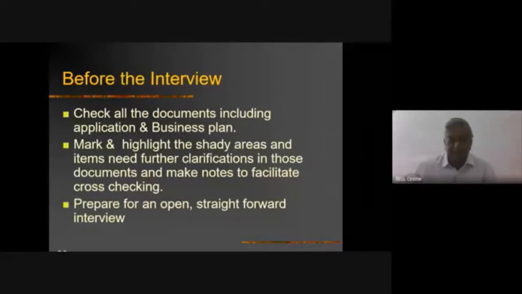So you must prepare for an open, straightforward interview with the customer. Now you have the information about the customer, and you have collected the necessary information. Now you have checked, marked and highlighted the shady areas and items needing further clarification in those documents, and made notes to facilitate cross-checking. So be prepared for an open, straightforward interview.